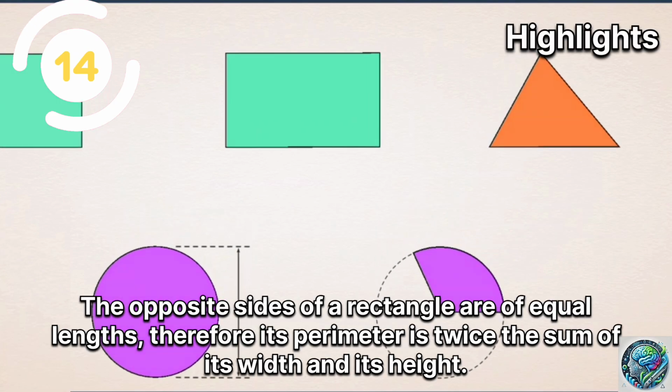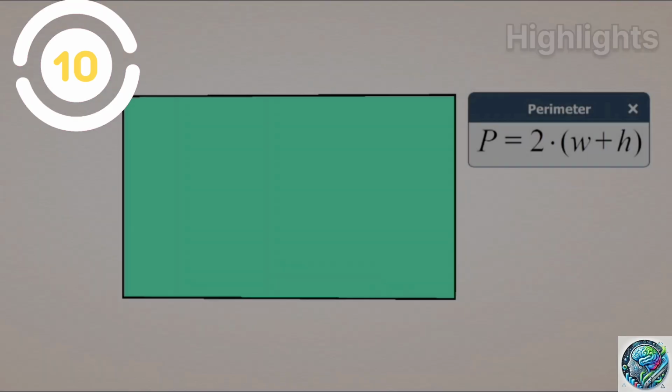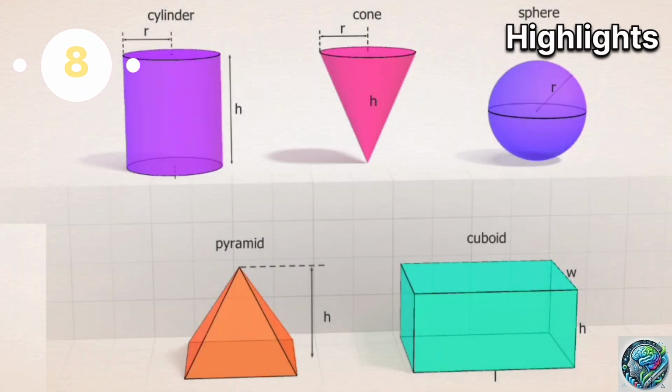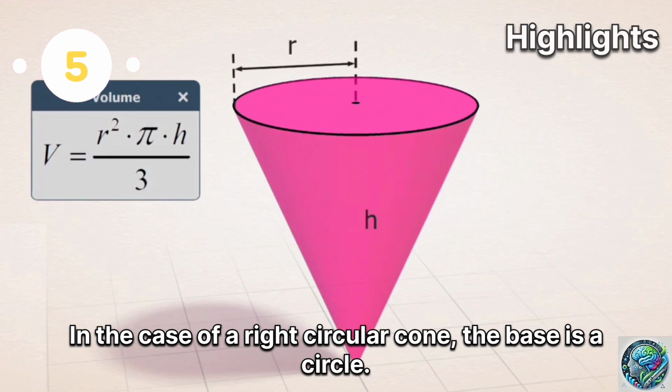The opposite sides of a rectangle are of equal lengths, therefore its perimeter is twice the sum of its width and its height. The volume of a cone is the product of the area of the base and the height divided by 3. In the case of a right circular cone, the base is a circle.